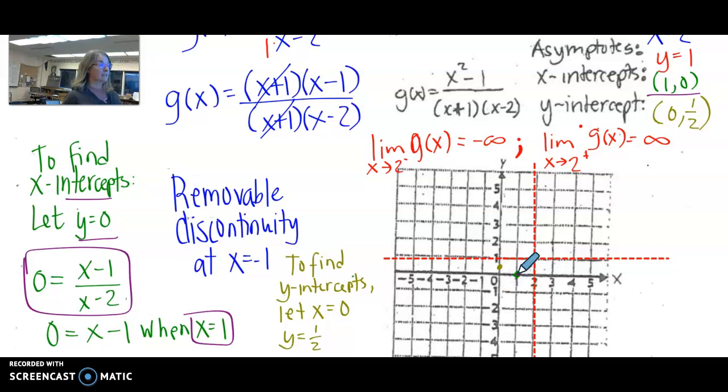To find your y-intercept, you're going to let x equal 0, and you should have gotten y is 1/2 when x is 0. So I have this point, which is right about here. I've drawn my vertical and horizontal asymptotes. Previously we found that as x approaches 2 from the left, it was going towards negative infinity, and as we go towards 2 from the right, it was going towards positive infinity. And there's no other intercepts because we found all our intercepts. So the graph is going to look something like this, going through these 2 points and approaching the horizontal asymptote as we go out towards positive and negative infinity.